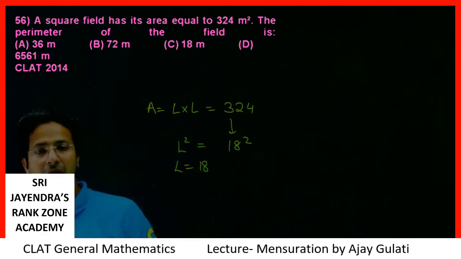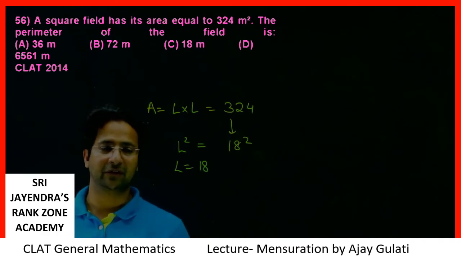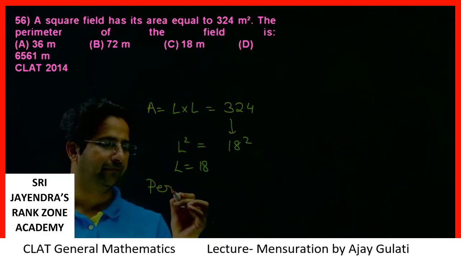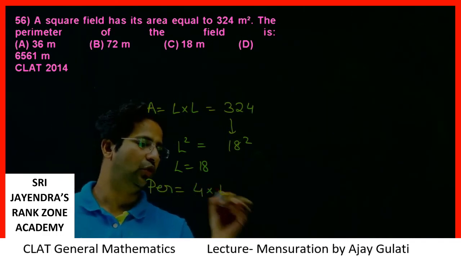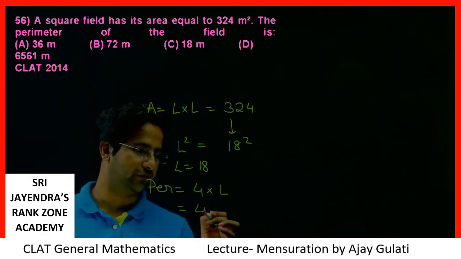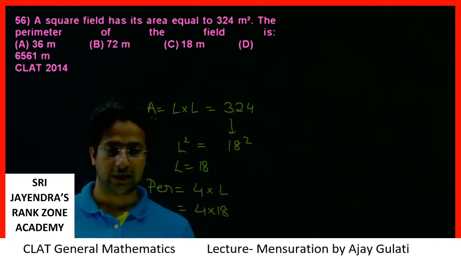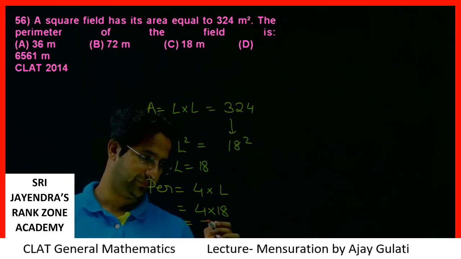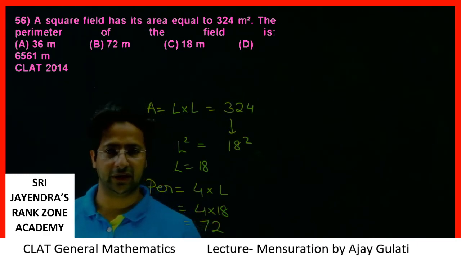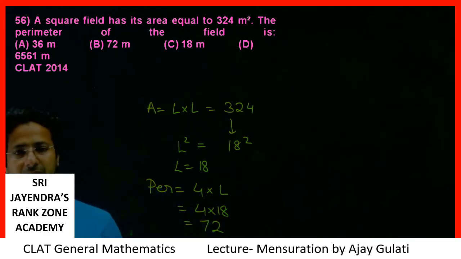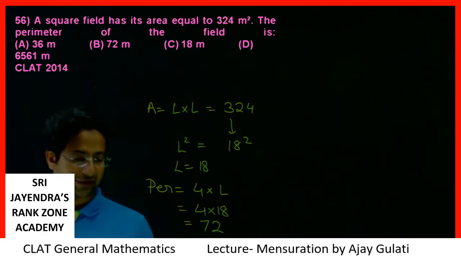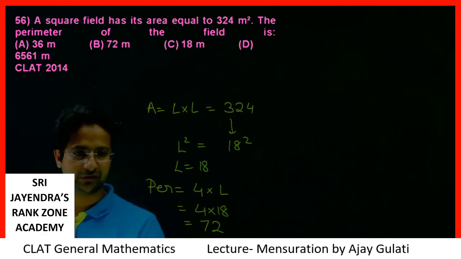Okay. The perimeter of the field is, what is the perimeter? Perimeter, as you all know, dear students, is 4L, or I can say 4 into 18. This will be 72 meter. Option number B is your answer. We bring out the next question, dear students.